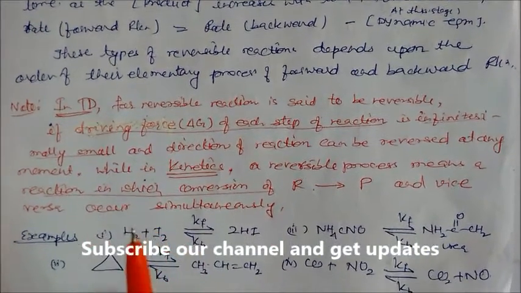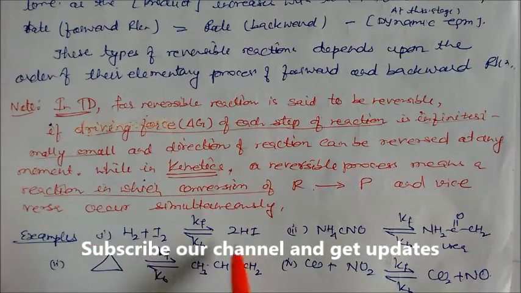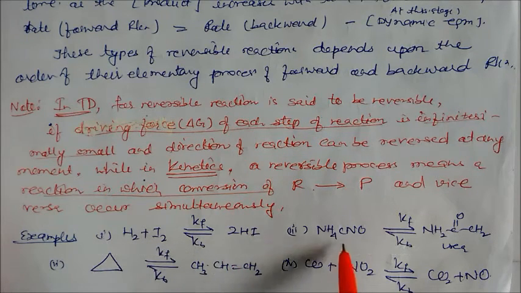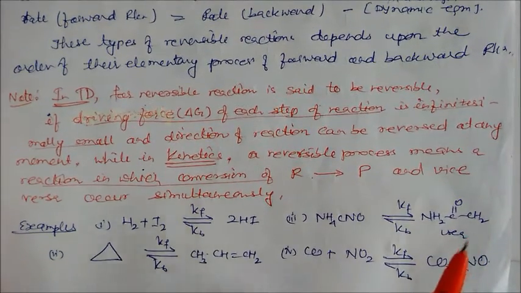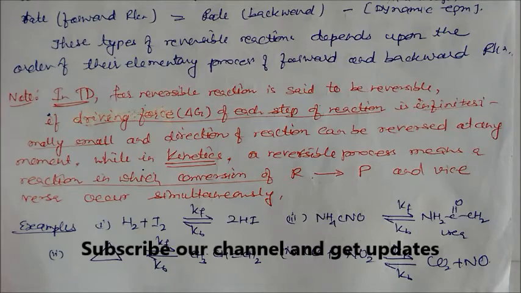Let us see some examples. H2 plus I2 is a reversible reaction, as is ammonium cyanide converted into urea, cyclopropane converted into propene, and carbon monoxide plus nitrogen oxide converted into carbon dioxide plus nitrogen. So Kf by Kb in each case is given. So these are examples of reversible reactions.